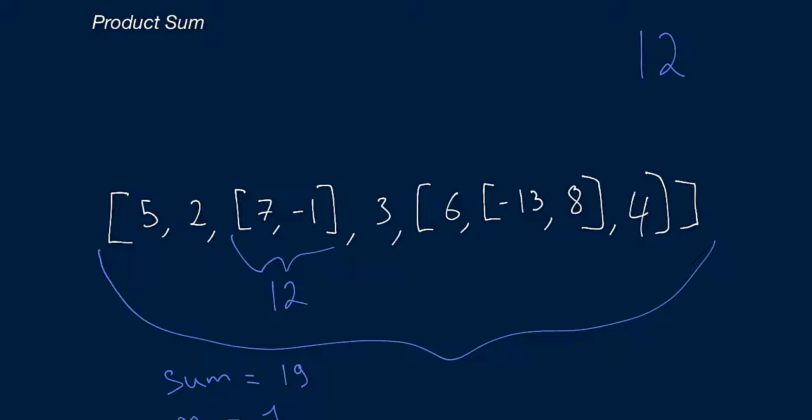Then we move on to the next element in our original array, which is 3. So that's going to be a number. We add 3 to 19, so that's going to be 22. And then the next element is, again, an array, right? So we're going to say this is going to have a sum of 0, and m at first is going to be equal to 2.